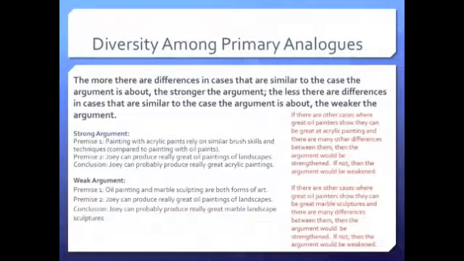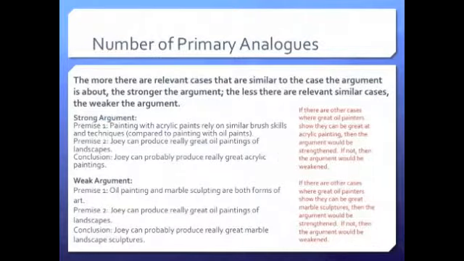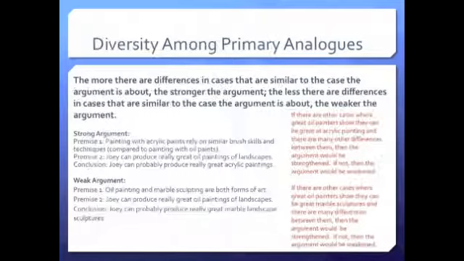In other words, let us say that we have five different primary analogs to this case here. We can find five different people who can produce really great oil paintings as well as produce really great acrylic paintings. Now, if it's the case that between these five different primary analogs, you have various differences between the cases, then the analogical argument in question becomes strengthened. The differences might range from each of the five people having different kinds of education, each of the five people having different kinds of background in terms of their experience with different forms of art, so on and so forth.